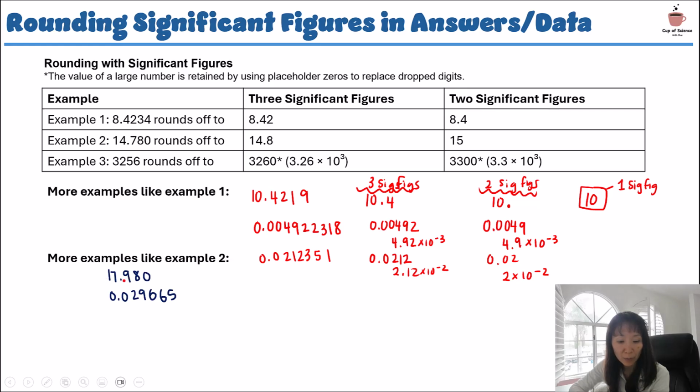That's 17.9, right? And look at the number after. That's an 8. So I need to up this. Well, to up that, 9 becomes 10. Then we can't just write 10 here. So if 9 becomes 10, I need to take that one value and put it on the 7. So this actually becomes 18, if I want to put it in 3 sig figs.